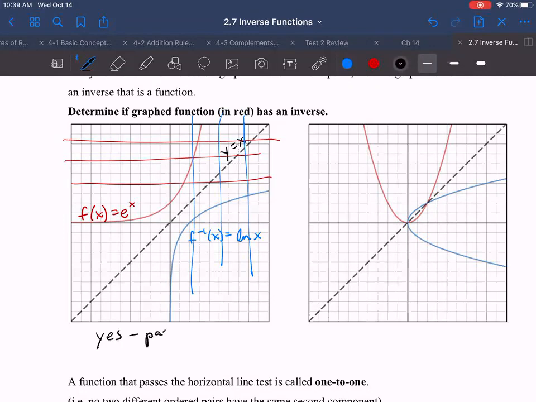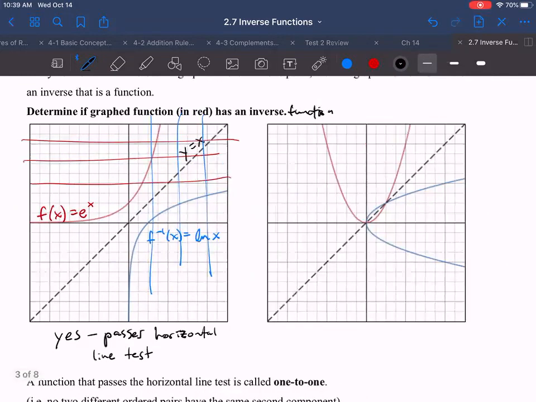Sorry, it has an inverse function, not just an inverse, an inverse function. Yes, because it passes the horizontal line test. All right, take a look at this other one.